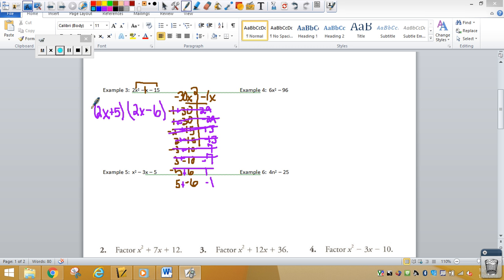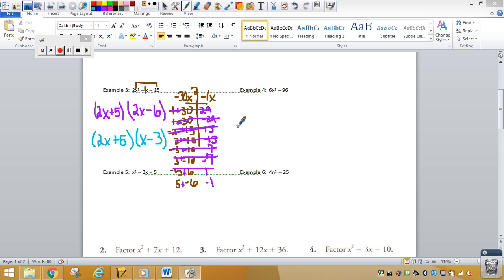So let's reduce. My first parentheses, will anything go into 2 and 5? No. So I'm just going to have 2x plus 5. My second parentheses, a 2 and a 6, there is something that will go into those. 2. 2 goes into 2, and 2 goes into 6. So I'm going to divide by 2. 2 divided by 2 is just x, and 6 divided by 2 is 3. So your answer is 2x plus 5 and x minus 3.